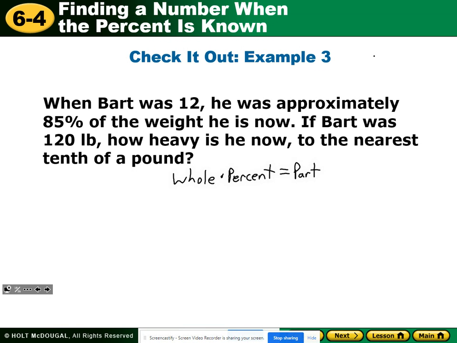So I'm going to assume you guys can get the percent part, 0.85. Now you get to decide, am I dealing with the part or the whole for that 120? Because the 12, is that really important? No, it's just his age. It's kind of giving you a timeline. If Bart was 120 pounds, what is he now?